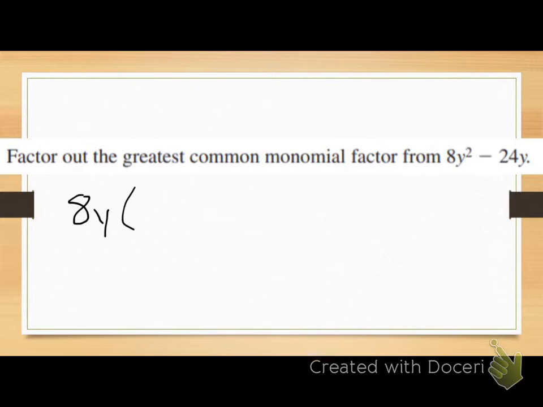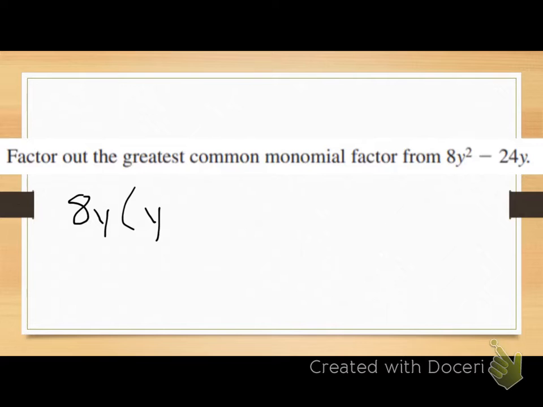Now we've got to undistribute. So 8 times what will give me 8? 1. How many y's do we have in that first term? 2. How many y's are we distributing? 1. So how many more y's do I need to make it y squared? 1 more. So I'd get 1 y to the first or just y. You okay with that first term?